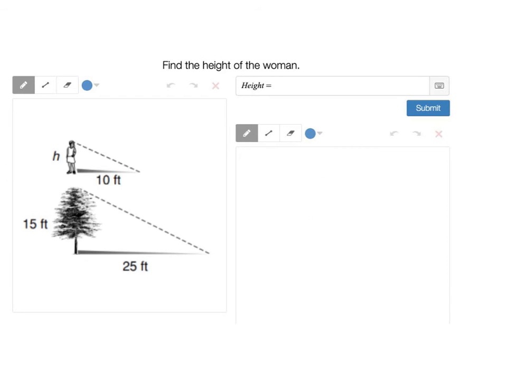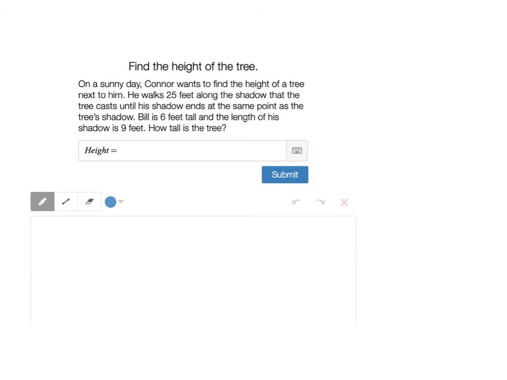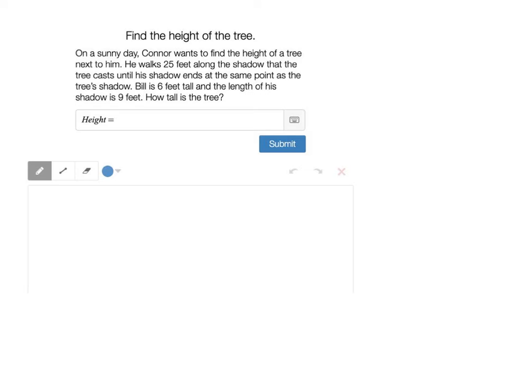This one is very similar. So h could compare to 15 and 10 could compare to 25. So h over 15 equals 10 over 25. I'll let you guys do the solving on that one. This one, they didn't give me a picture, so I'm going to have to draw it. So Connor wants to find the height of a tree, so I guess I'm drawing a tree. Okay, so tree.